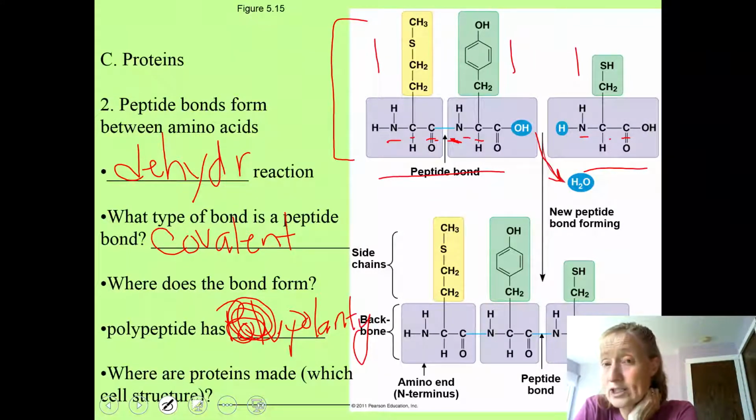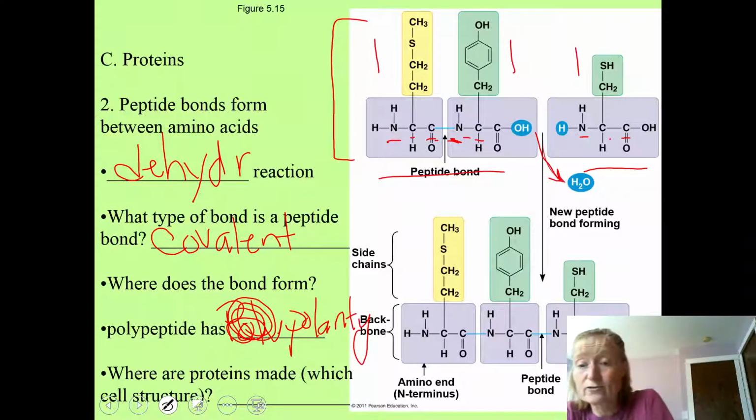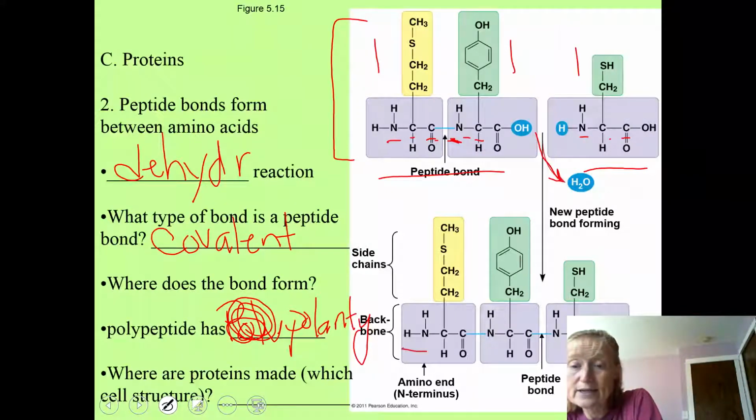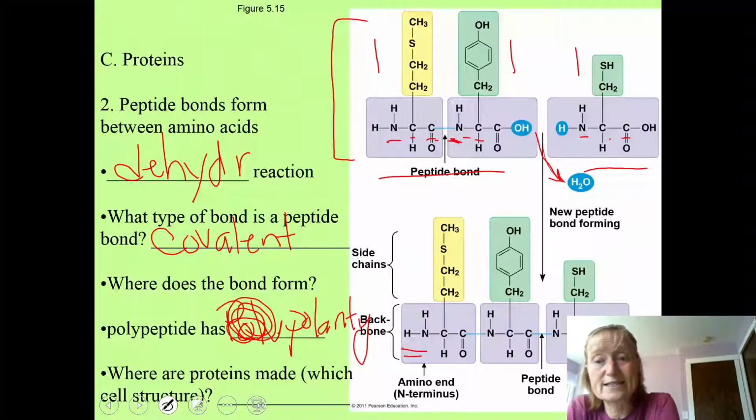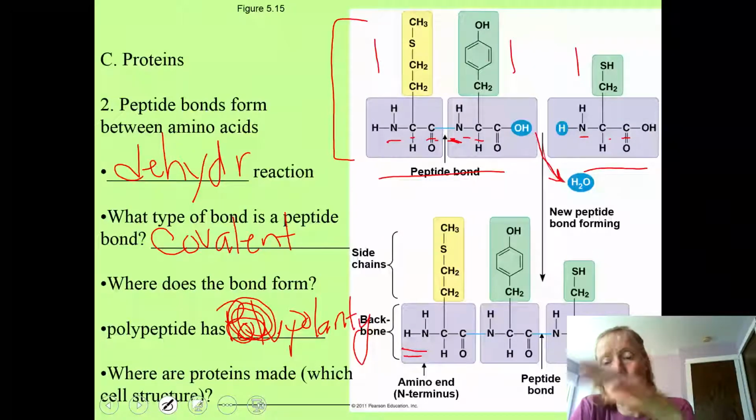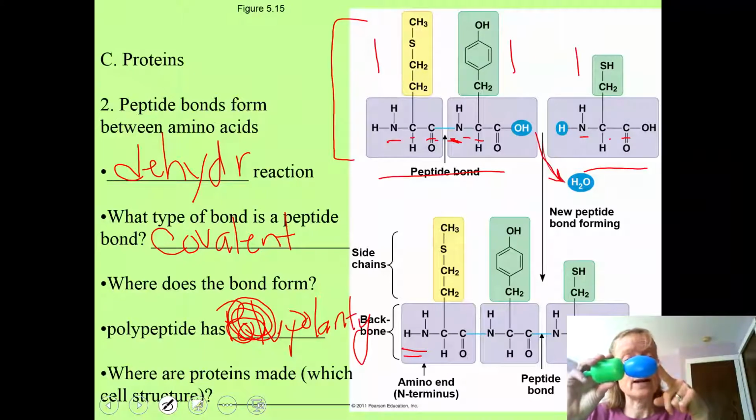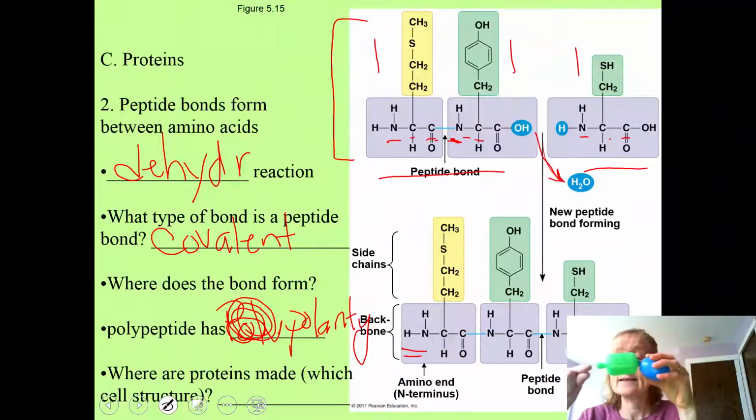I can tell which is the first amino acid. The first amino acid has the amino group sticking out. The last amino acid to be added has the carboxyl group sticking out. So the N-terminus represents the amino acid at the front end, and the C-terminus represents the amino acid at the back end of my chain of amino acids.